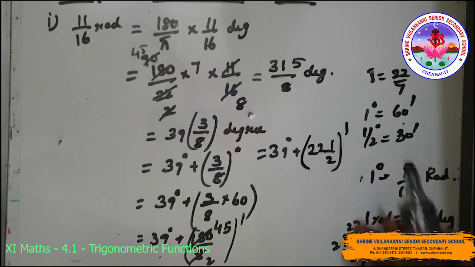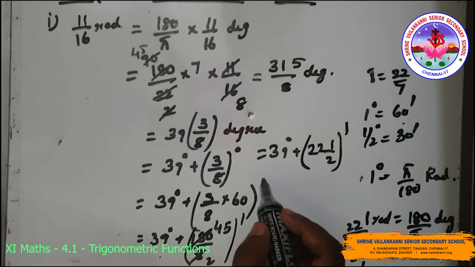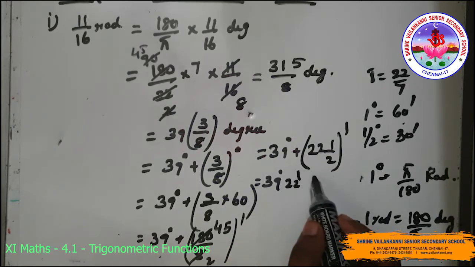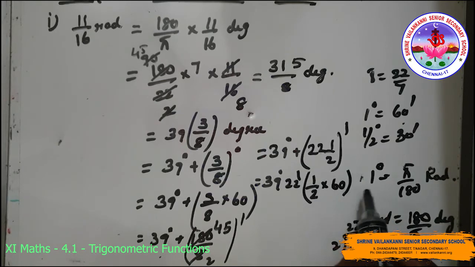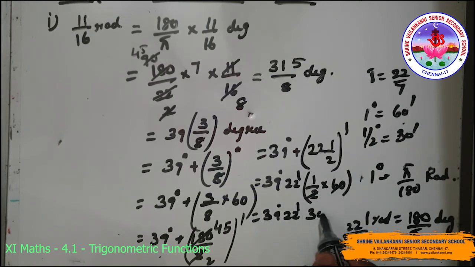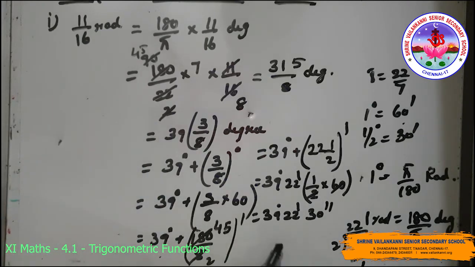Now I have to convert this half a minute into seconds. So this is 39 degree 22 minutes and half minute into seconds. So half into 60, which is equal to 39 degree 22 minutes and 30 seconds. So 11 by 16 radians converted into degree is 39 degree 22 minutes and 30 seconds.